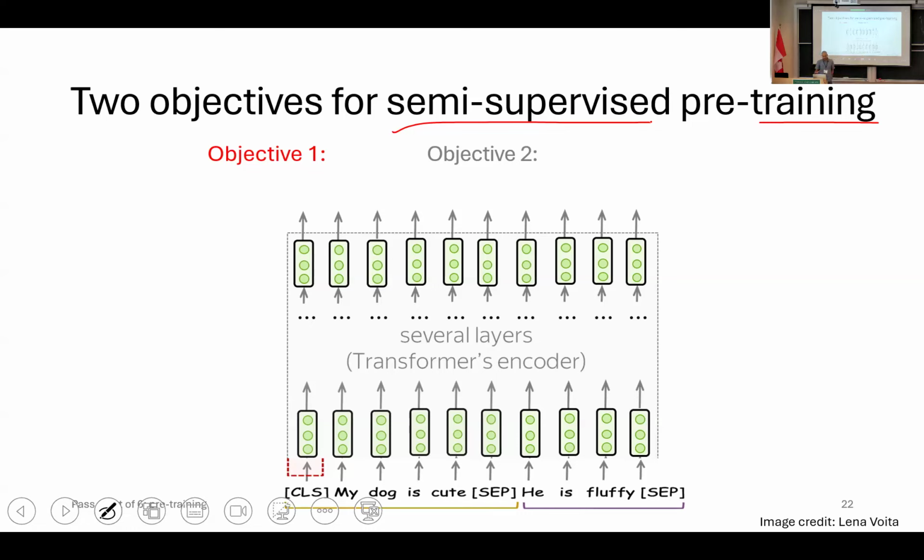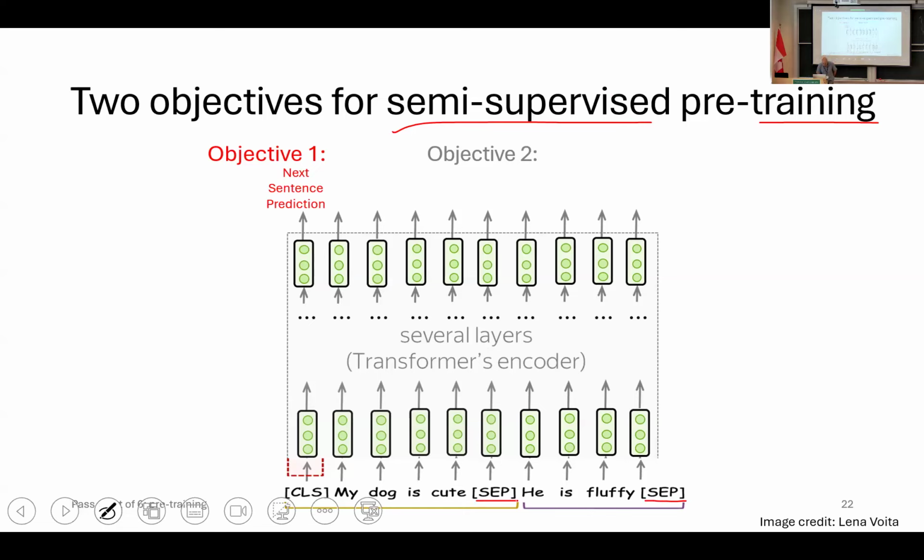So it had 2 objectives. Objective 1 was the so-called next sentence prediction. So with next sentence prediction, let's say the input was, my dog is cute, he is fluffy, right? And there are special characters. SEP stands for separator token, and CLS was the beginning of the input.